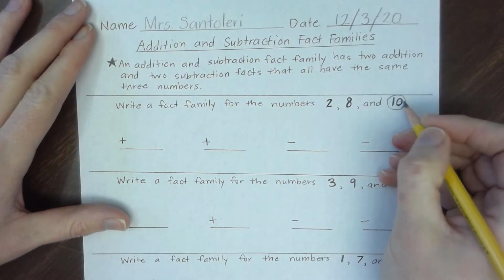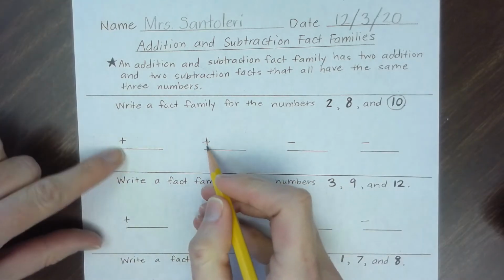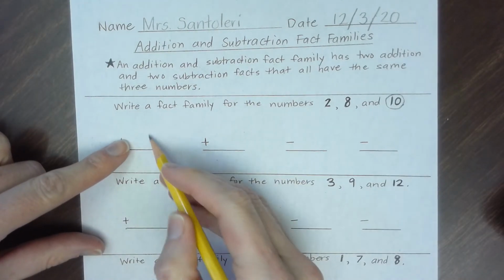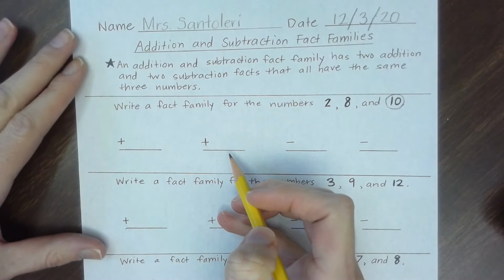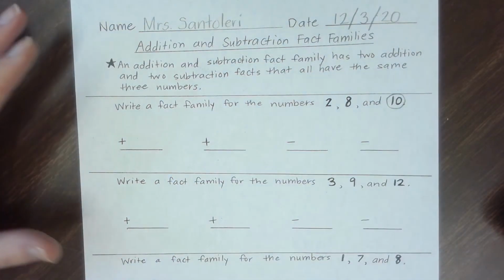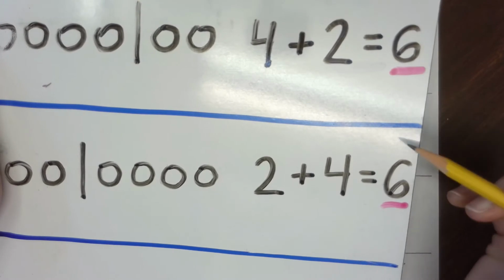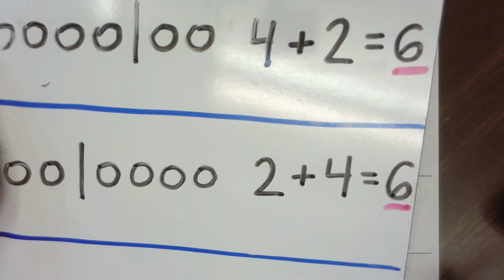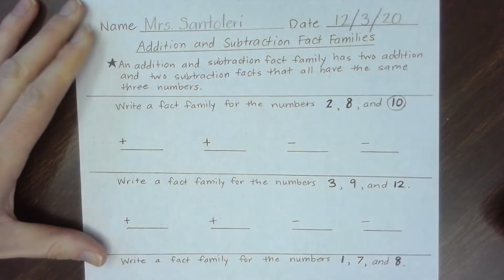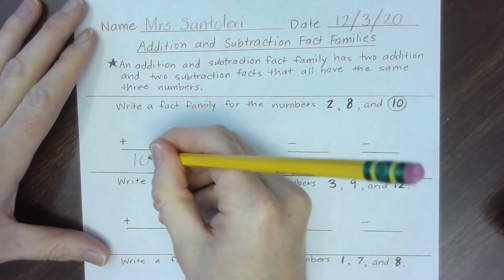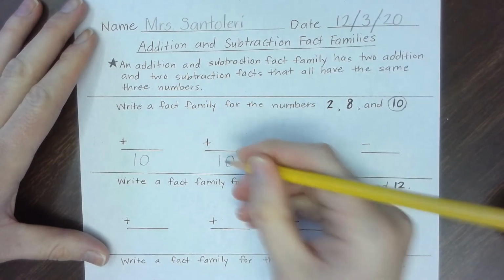What did I say the biggest number is for addition questions? We're going to write our facts going up and down. The biggest number is always the answer, the sum in addition problems. So your 10 is going to go down here.